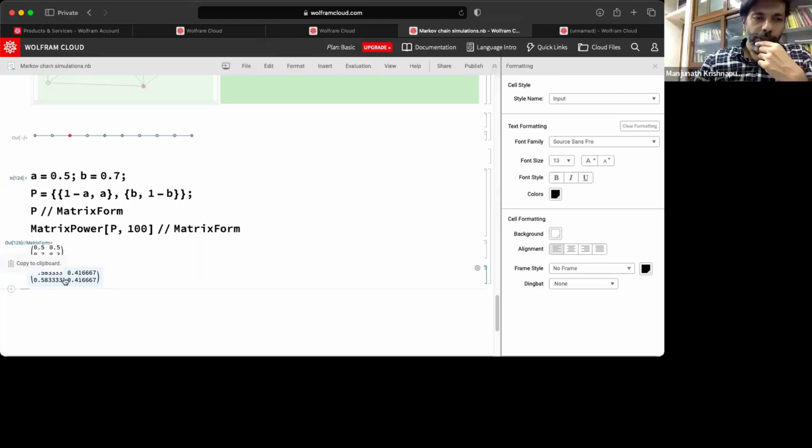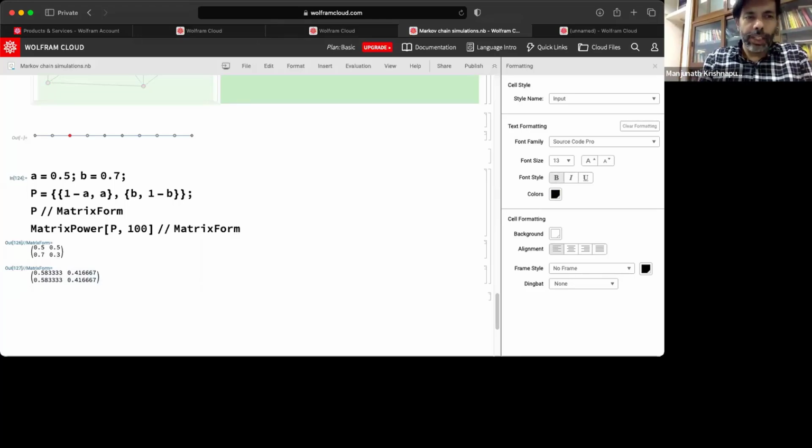What does this mean? If you understand the interpretation of this, what is the 1, 2 entry here? This means in this Markov chain, after 100 steps, if I start from the state 0, what is the chance I am at 1? That's the 1, 2 entry, which is 0.41667. What if I start at state 1? Then I have to take the 2, 2 entry. That also is the same. So it's saying that it doesn't matter what state you start in, you will get exactly the same. This is a very general looking phenomenon.